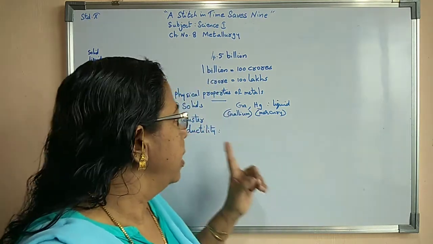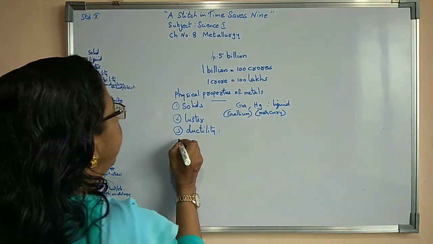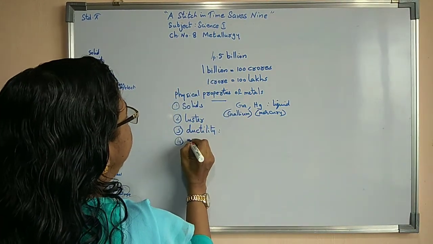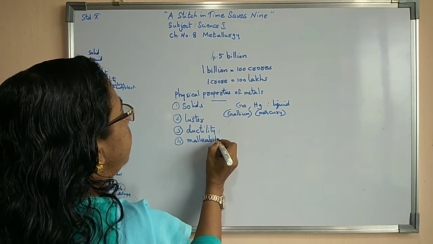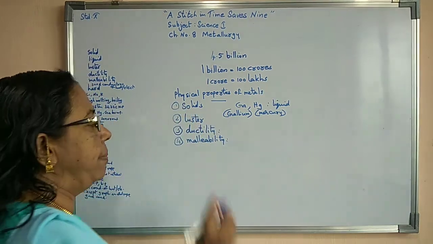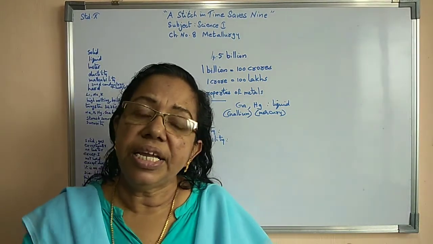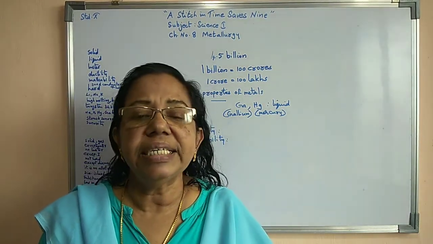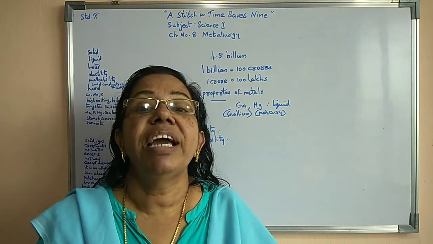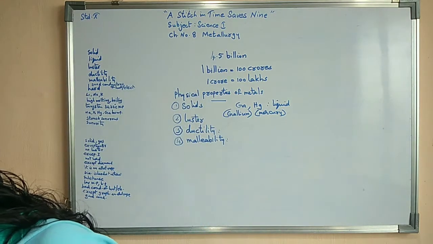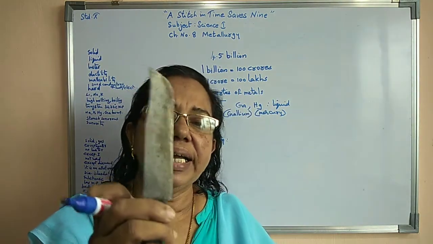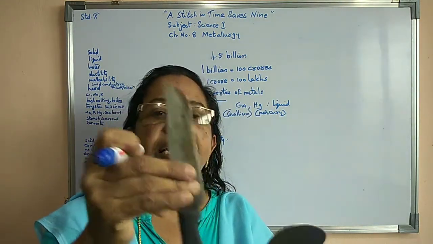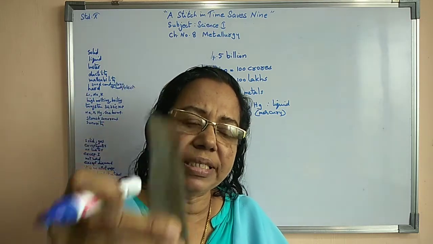Similarly, one more property shown by metals is known as malleability. What is meant by malleability? Malleability means we can hit on the metals, and as a result metals flatten. I am showing you an example. Here you see, this is iron. On hitting, it became a flat piece.